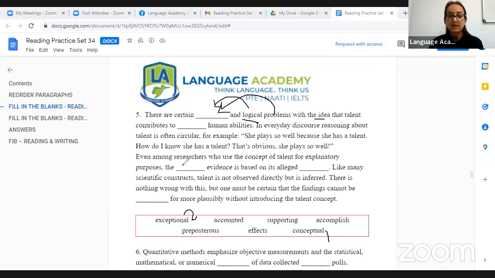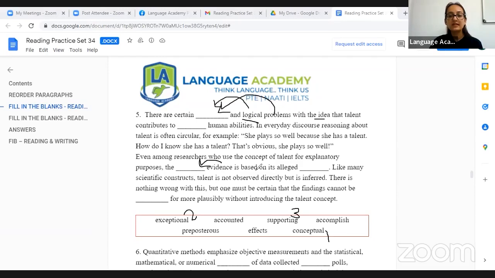So this says even among researchers who use the concept of talent for explanatory purposes, the evidence is based on. So what type of evidence? Since we normally have this collocation, type of words together. Supporting evidence is very commonly used whenever we talk about any research or any study. We also have supporting documentation, which is also a combination.